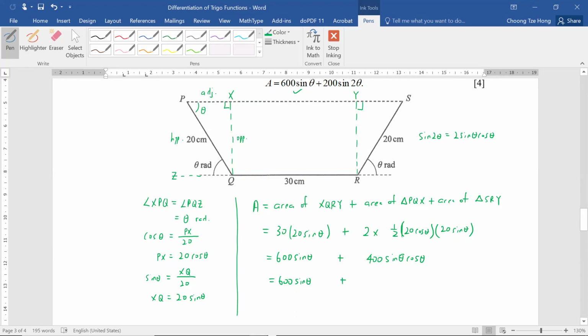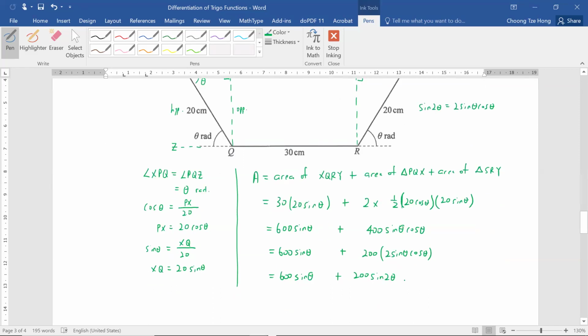So 400 we can write as 200 times 2 sine theta cosine theta. Since we want to involve the double angle formula, I try to bring this 2 sine theta cosine theta into the question now. We just have to substitute it there and then we'll get the answer already. So it'll be 200 times 2 sine theta cosine theta, and as mentioned, the double angle formula for sine will become sine 2 theta. So we have shown the expression already.